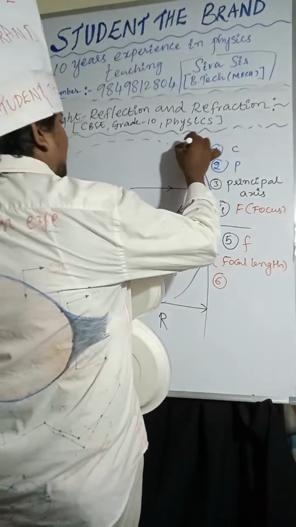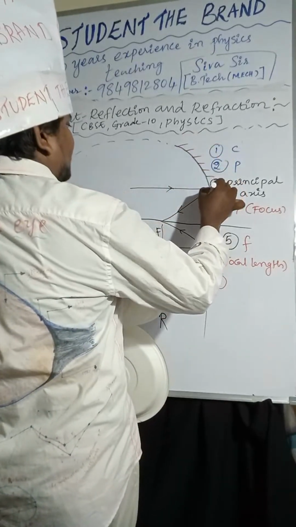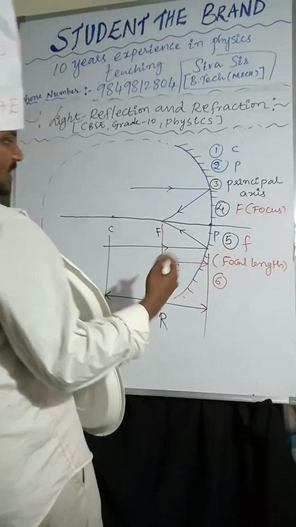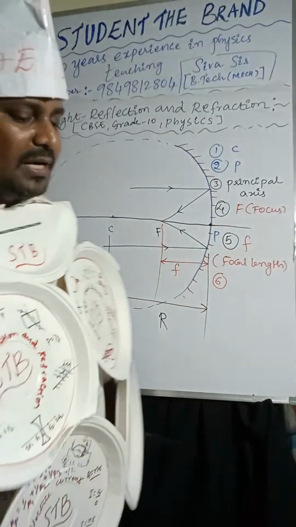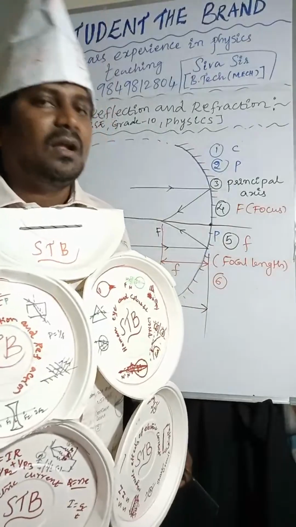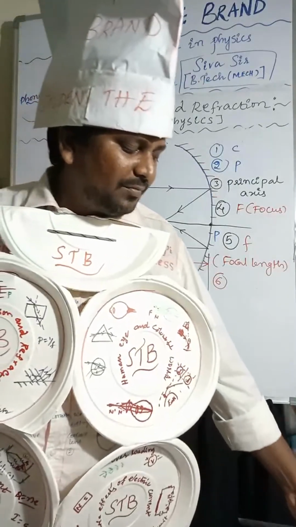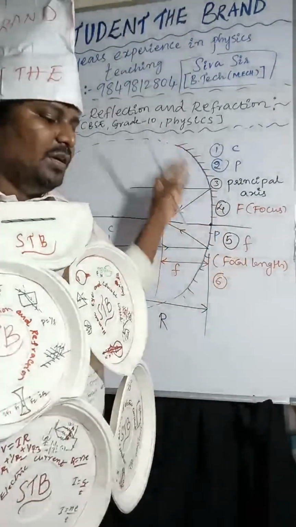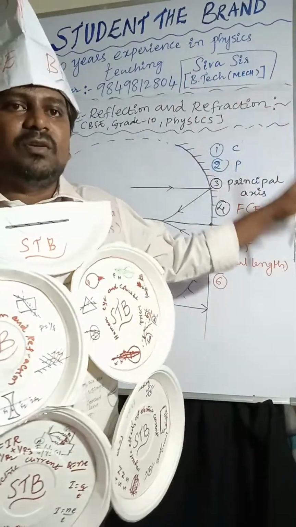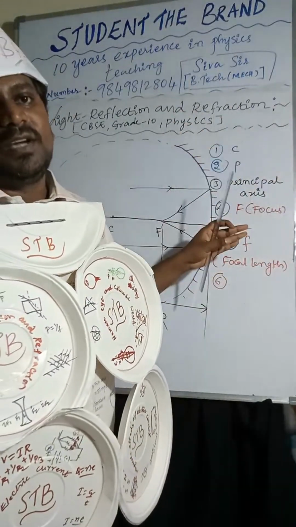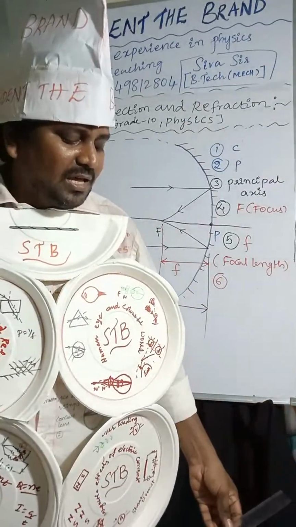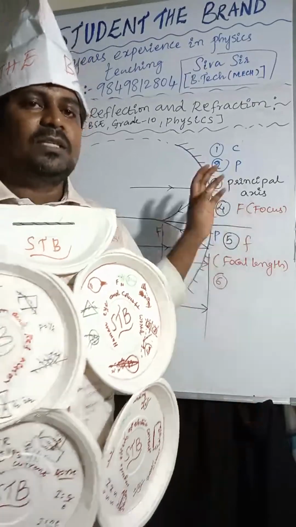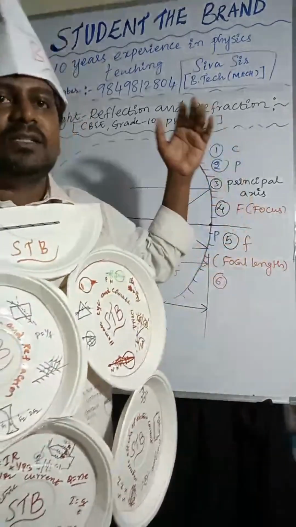Sixth one. Here I am taking the concave mirror, where reflection takes place. The terms are the same for the convex mirror. The nomenclature related to spherical mirrors is the same. The terms we are discussing are applicable for the concave mirror as well as the convex mirror.